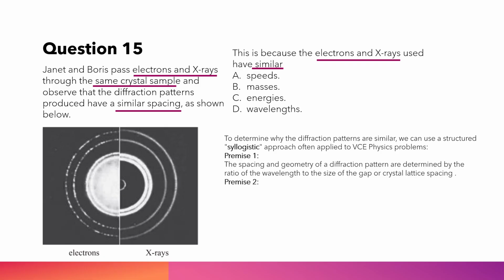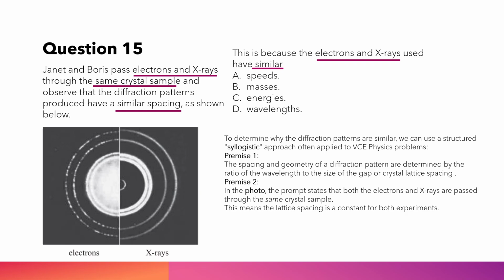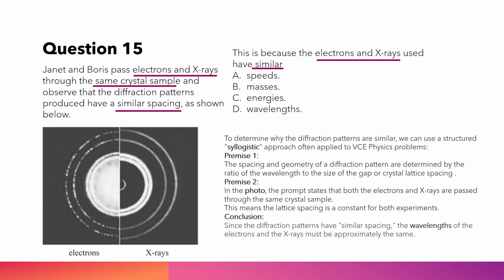Premise 2. In this question, the prompt states that both the electrons and X-rays are passed through the same crystal sample. This means the lattice spacing is a constant for both experiments. Conclusion. Since the diffraction patterns have similar spacing, the wavelengths of the electrons and the X-rays must be approximately the same.